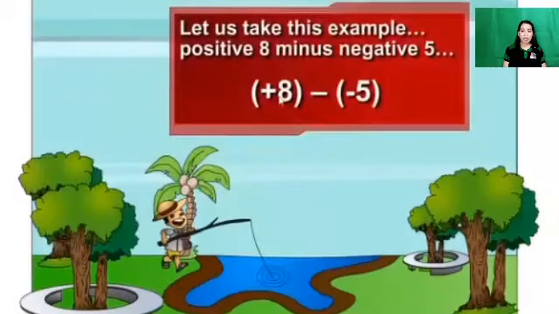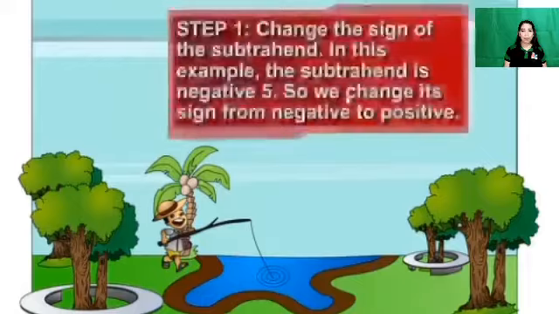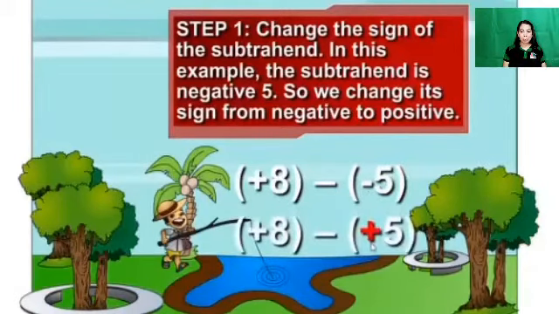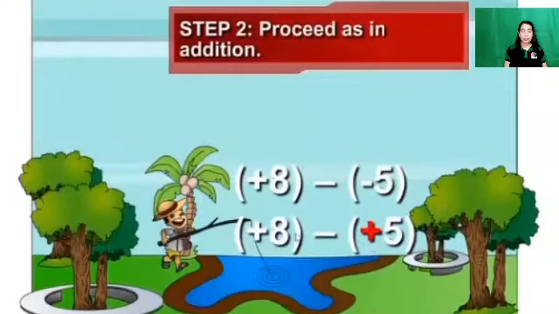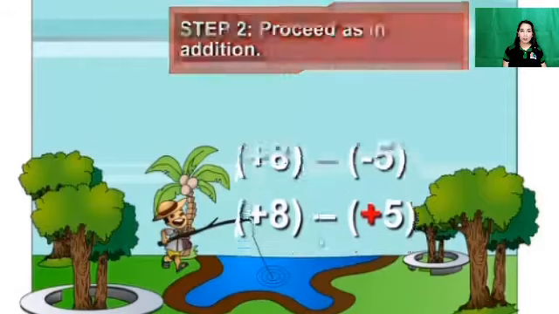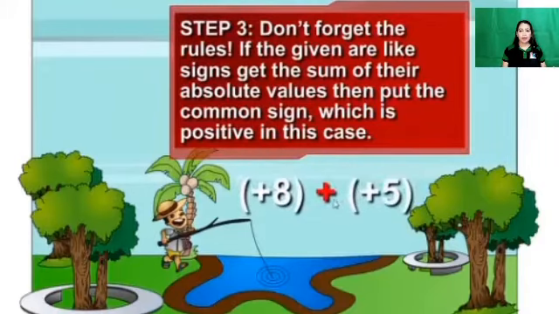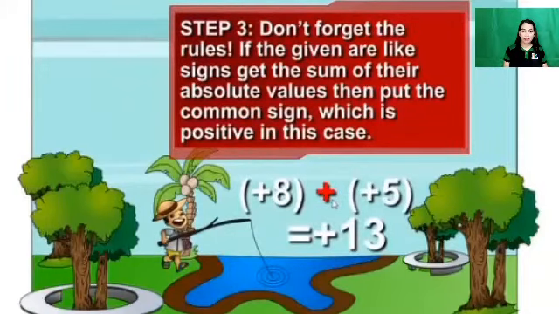Let us take this example, positive 8 minus negative 5. Step 1. Change the sign of the subtrahend. In this example, the subtrahend is negative 5, so we change its sign from negative to positive 5. Step 2. Proceed as in addition. So it becomes positive 8 plus positive 5 equals positive 13.